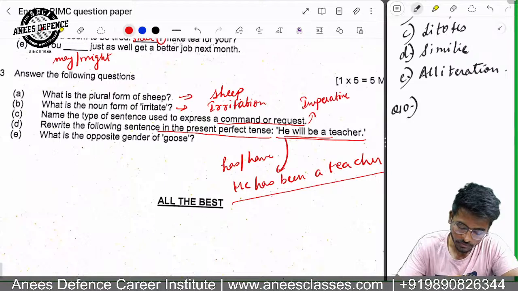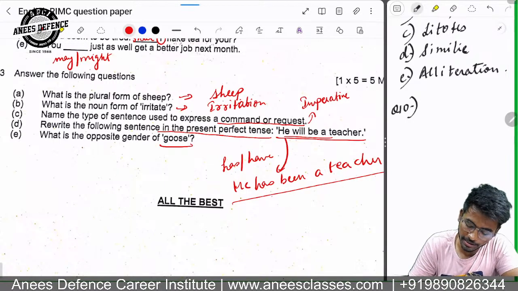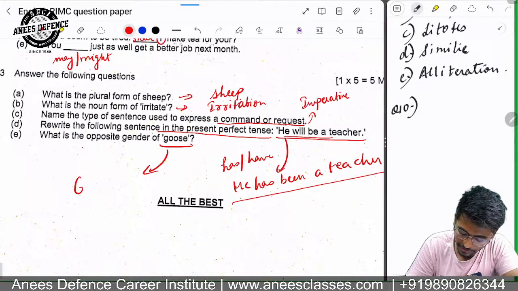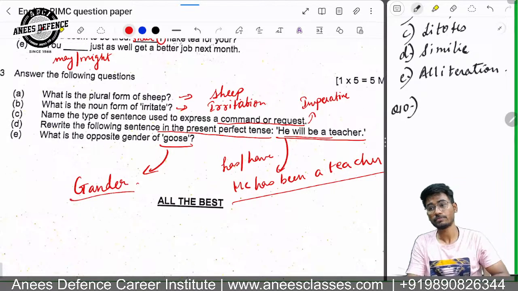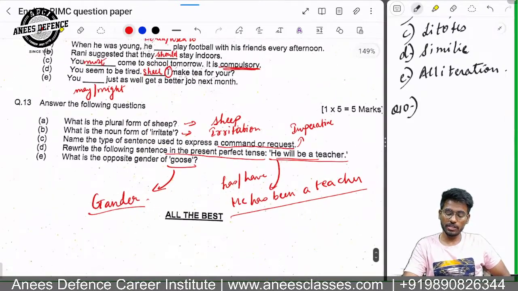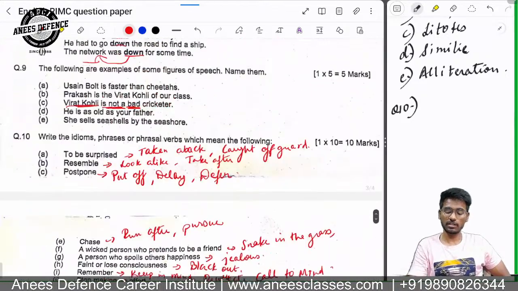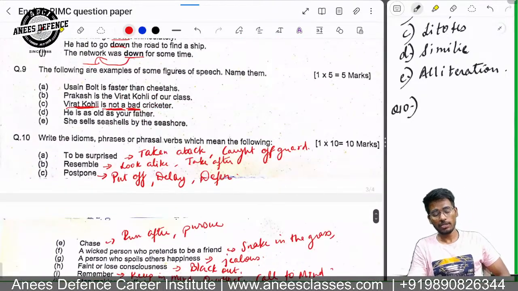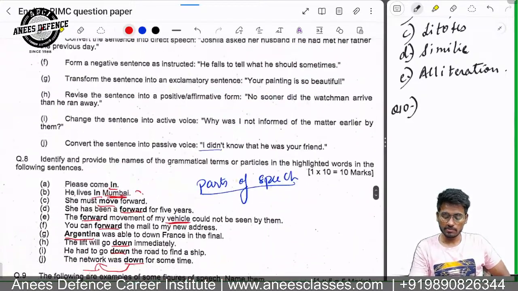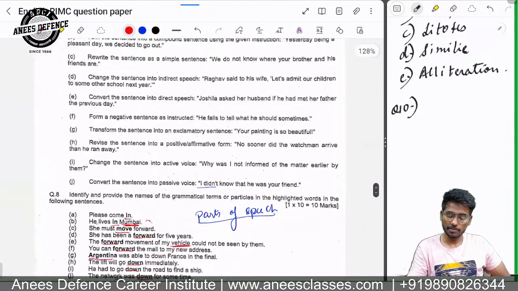ठीक है. What is the opposite gender of goose? Let me tell you, the opposite gender of goose is gander. क्या होता है? Gander. Okay. So with this, we have solved the entire English paper of the RIMC, which was conducted yesterday, and I hope that everyone has given their best, and whatever we have solved, you have attempted it correctly.